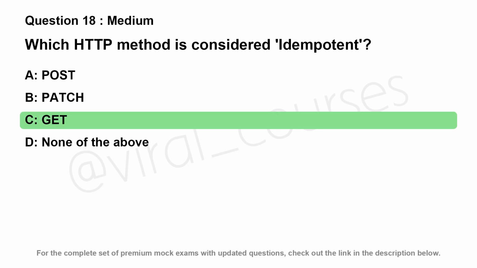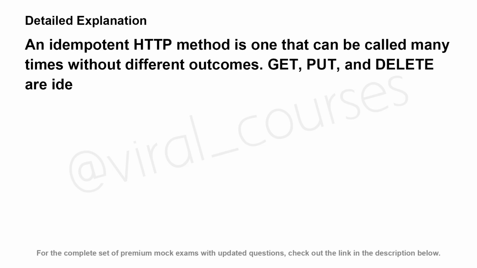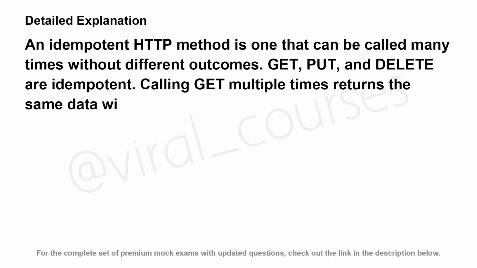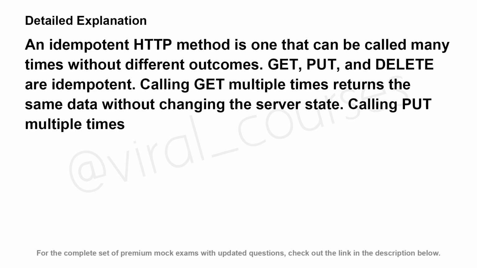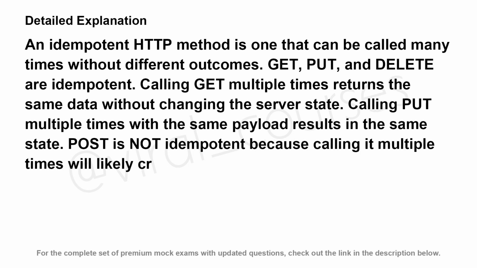The correct answer is C. An idempotent HTTP method is one that can be called many times without different outcomes. GET, PUT, and DELETE are idempotent. Calling GET multiple times returns the same data without changing the server state. Calling PUT multiple times with the same payload results in the same state. POST is not idempotent because calling it multiple times will likely create multiple resources.